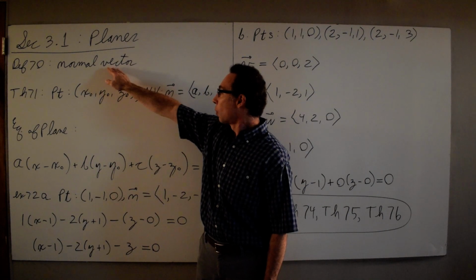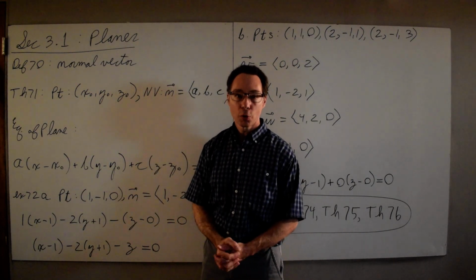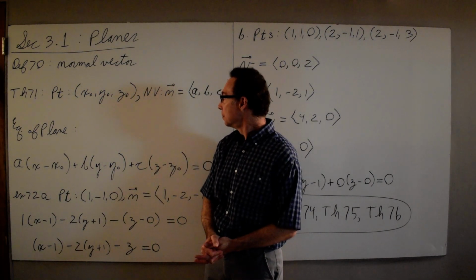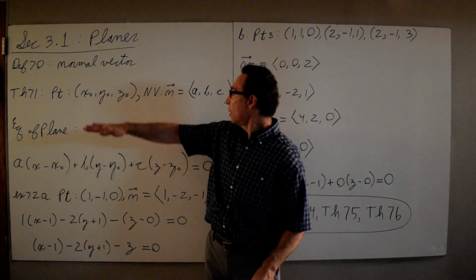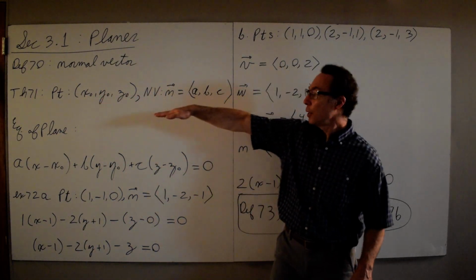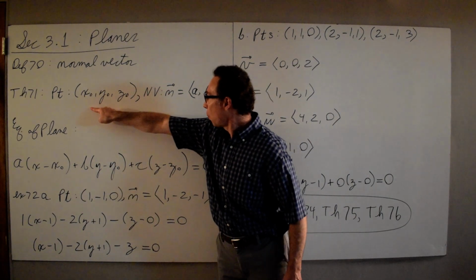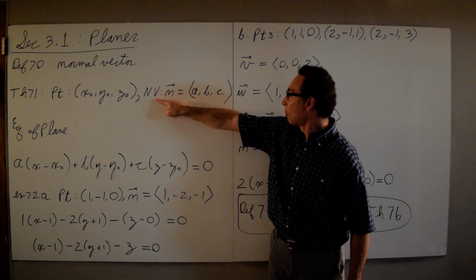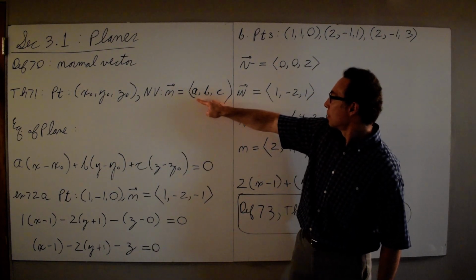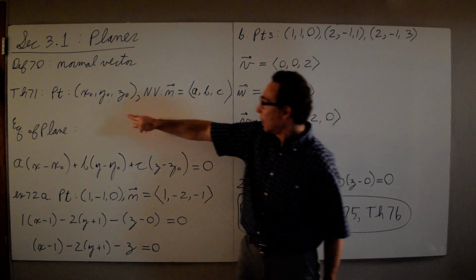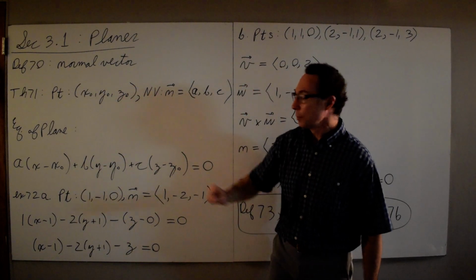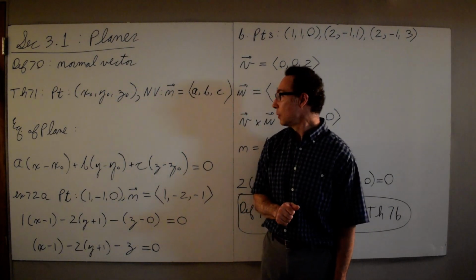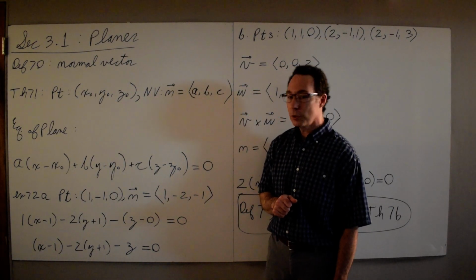A vector is normal to a plane if it's orthogonal to every line in the plane. And theorem 71 tells us how to find the equation of a plane if we're given a point on the plane and a vector that's normal to the plane. So a normal vector to the plane has components a, b, c, and the plane contains the point x sub 0, y sub 0, z sub 0. What's the equation of the plane?